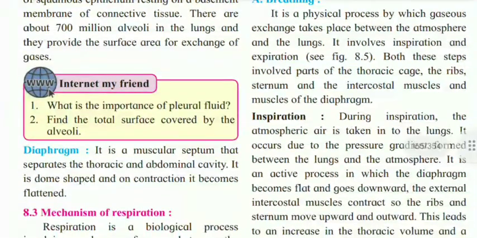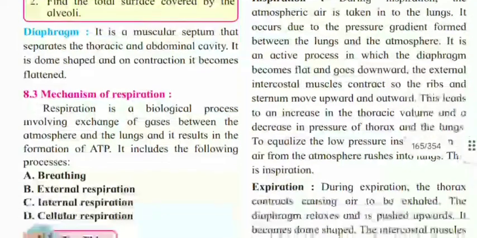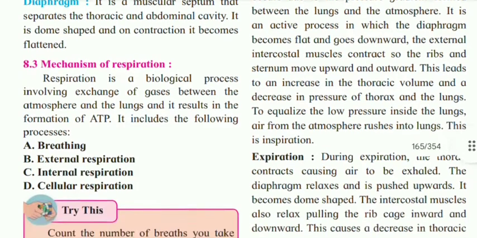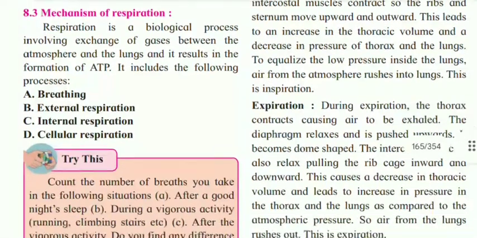Now let's see diaphragm. It is a muscular septum that separates the thoracic and abdominal cavity. It is dome shaped, and on contraction it becomes flattened. Mechanism of respiration. Respiration is a biological process involving exchange of gases between the atmosphere and the lungs, and it results in the formation of ATP. It includes the following processes: A. Breathing, B. External respiration, C. Internal respiration, and D. Cellular respiration.